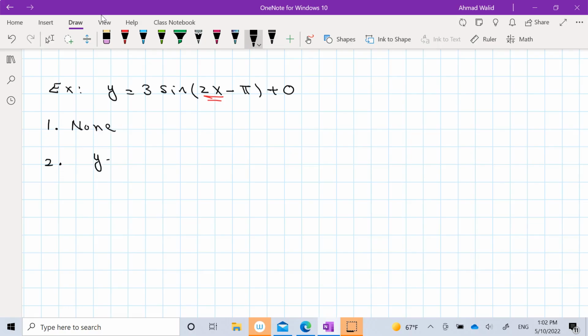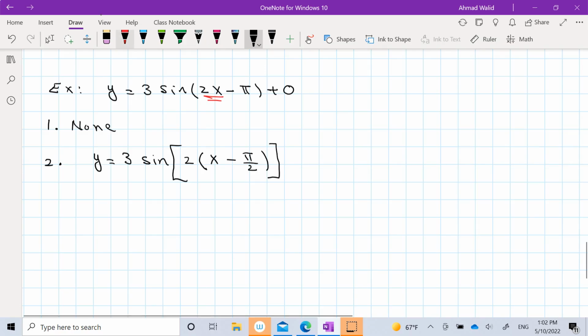Rewrite y equals 3 sine, factor out 2. When you factor out 2, what is left inside? 2x divided by 2 gives you x. Minus pi divided by 2 gives you pi over 2. Correct? And you are done here. Now you see the coefficient of x becomes 1 immediately. I told you the coefficient of x must be 1. If it's a number, always factor that number out, correct?